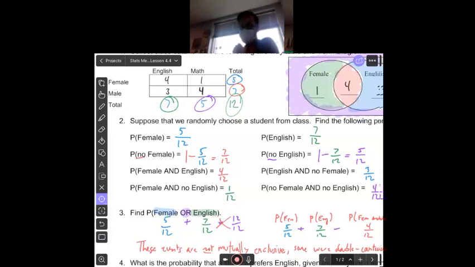So if I told you that there was a 13% probability that it's going to rain today, and I say, what's the probability that it's not going to rain? You would say 1 minus 13%, right? So you could say, well, it's an 87% chance that it's not going to rain. That's called the complement of the event.